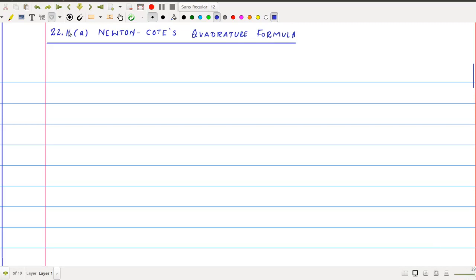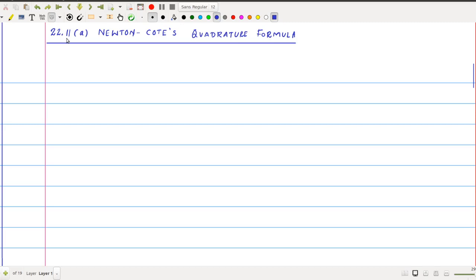Hi all. Today we start discussing the last part of module 1, that is section 22.11. So we start with section 22.11a. We have four subsections in this section 22.11: A, B, C, D.